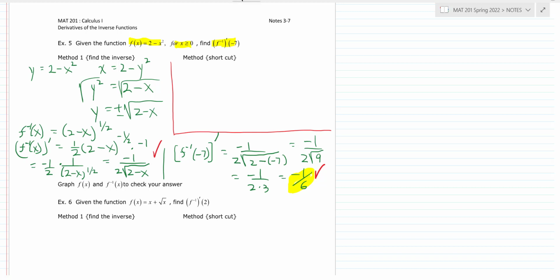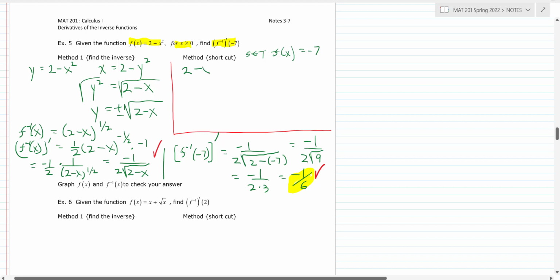Okay, so here's another way you can do this. First of all, we need to find what x value provides -7 on f of x. So what we're going to do is set f of x equal to -7 and then solve for x.